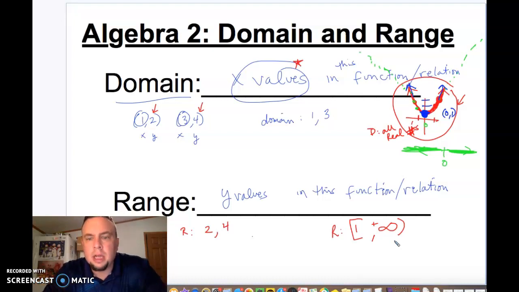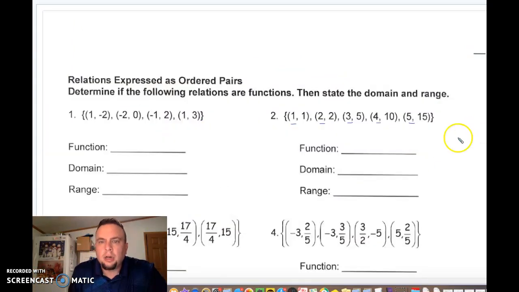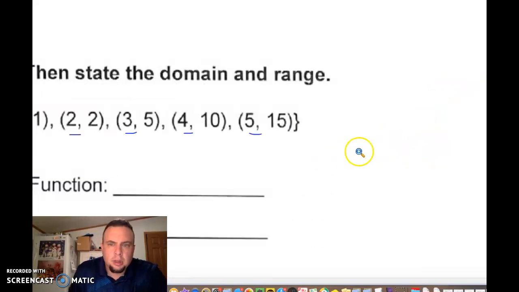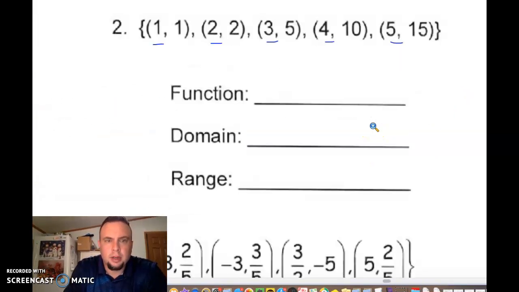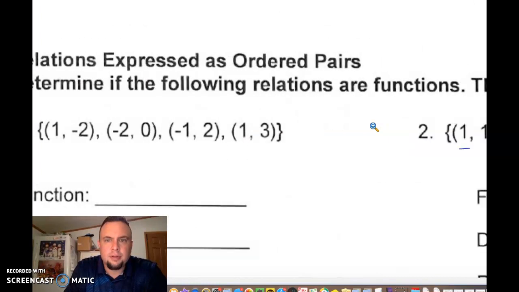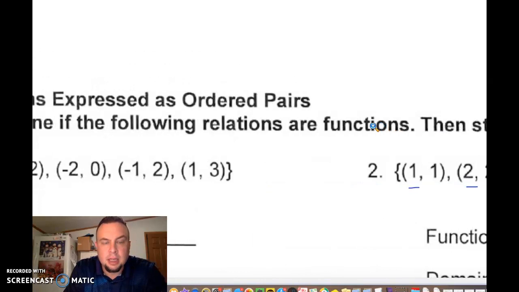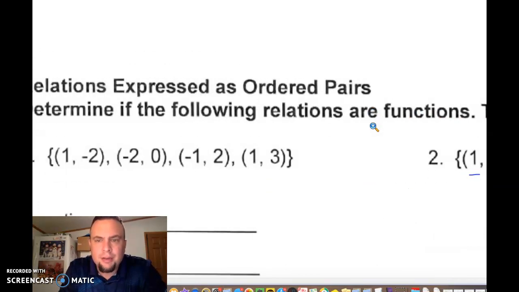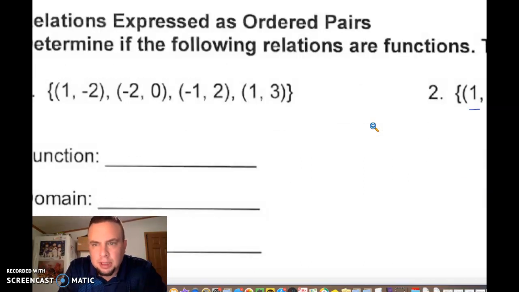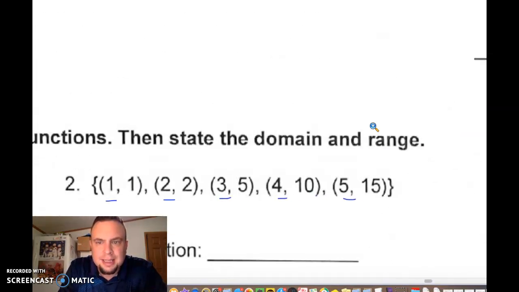So we can go through a few examples and maybe clarify or understand a little bit better. So I have a few examples on this worksheet here. Okay, so let's do this one right here. It says determine if the following relations are functions. That's a different lesson. Basically, if they're functions, every x value only can have one y value. That's the basics of it. Now, then state domain and range.